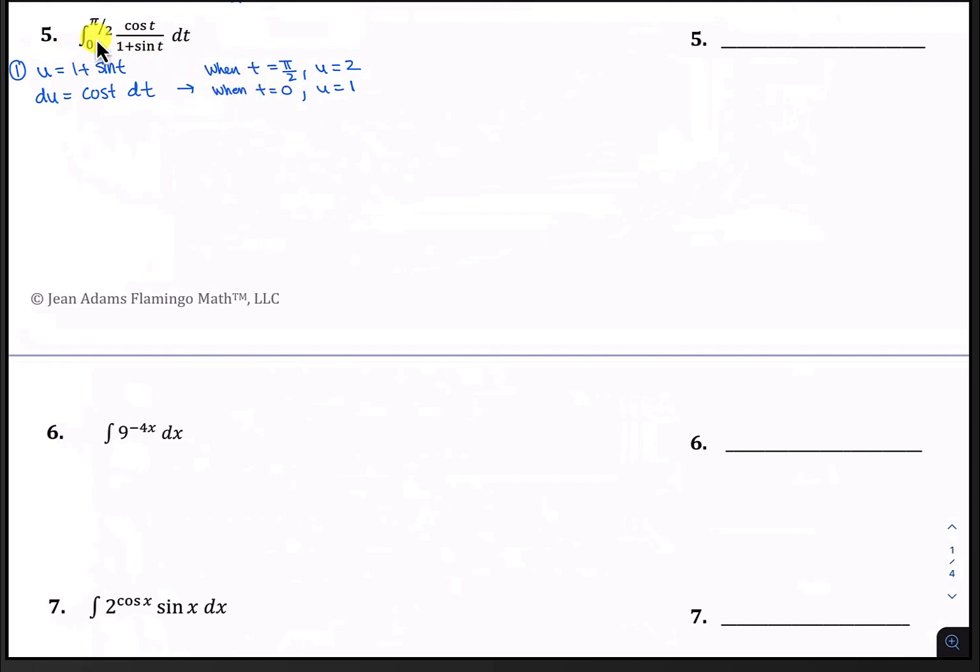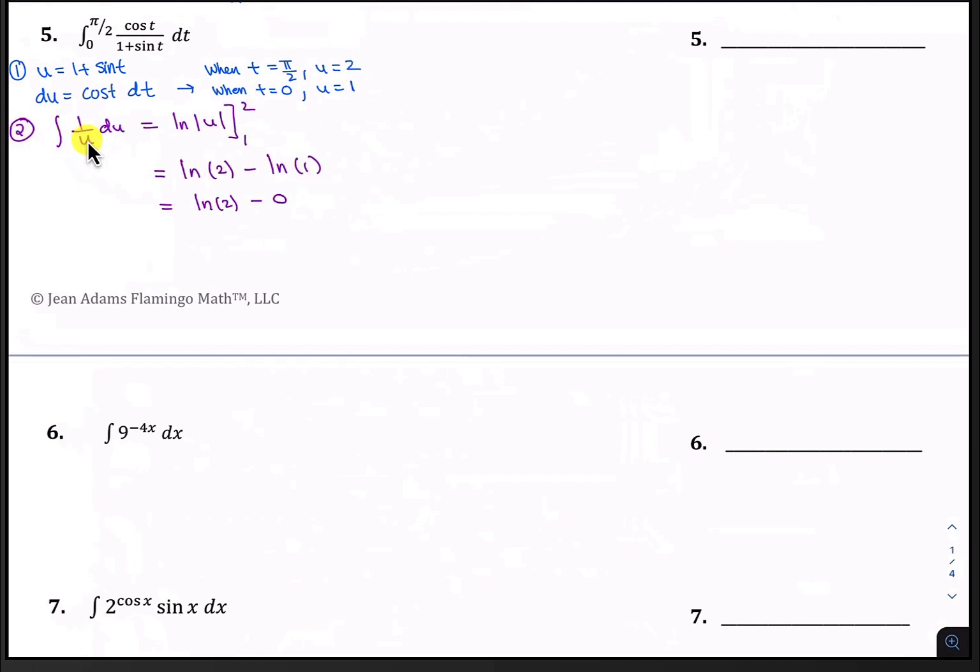Likewise, when t is 0, u would be 1 plus the sine of 0. The sine of 0 is just 0, so u would just be 1. So my new limits are going to go from 1 to 2.